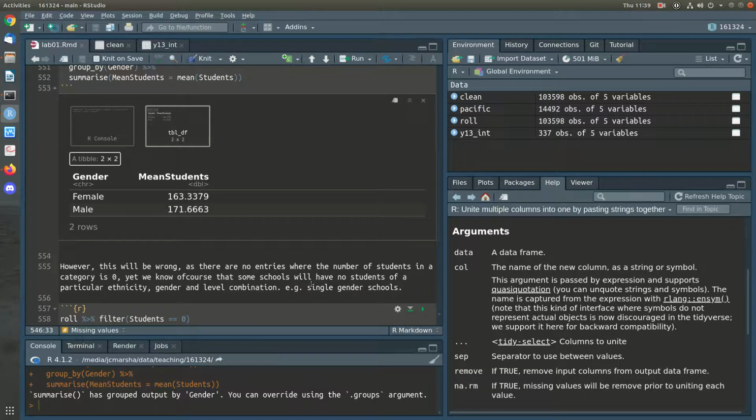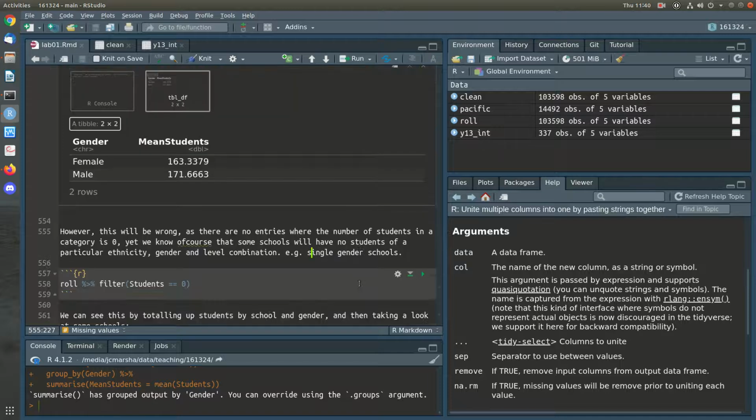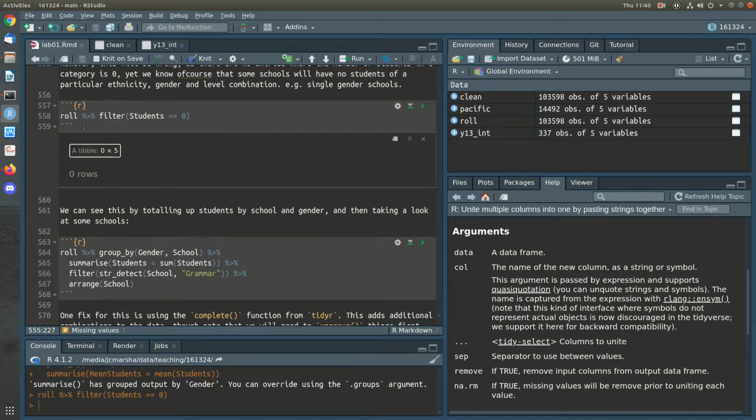And the reason for that is that there are no entries in this data set where the number of students in a category is 0, yet of course we know that some schools will have no students of a particular ethnicity, gender and level combination. For example, single gender schools, right? So in Palmerston North we've got Palmerston North Girls High and Palmerston North Boys High. Presumably there are no boys at Palmerston North Girls High and similarly no girls at Palmerston North Boys High School. So we would expect some categories in there to have the number of students equal to 0.